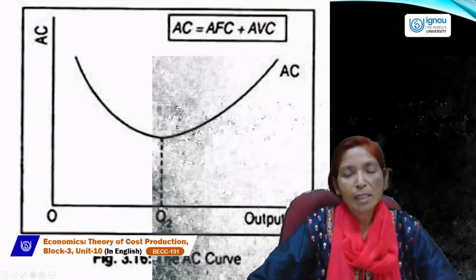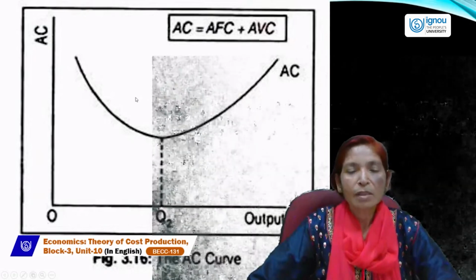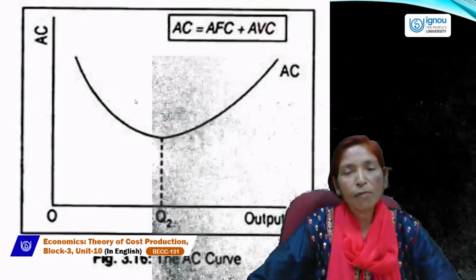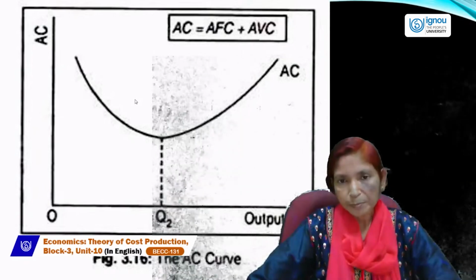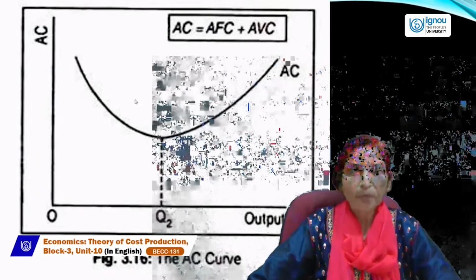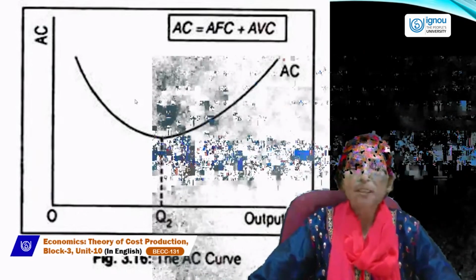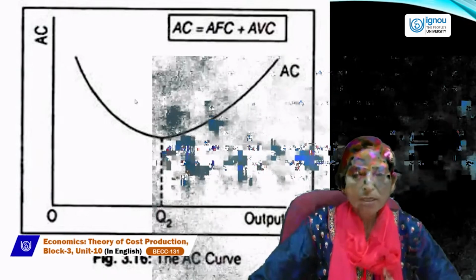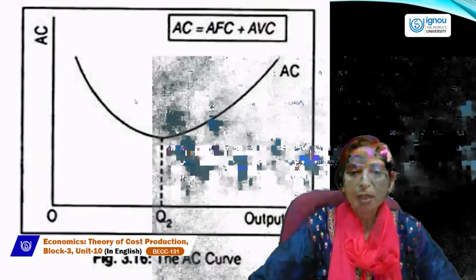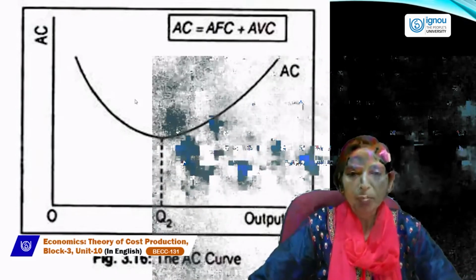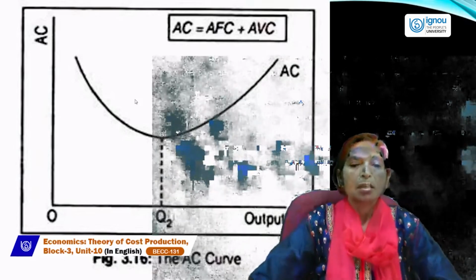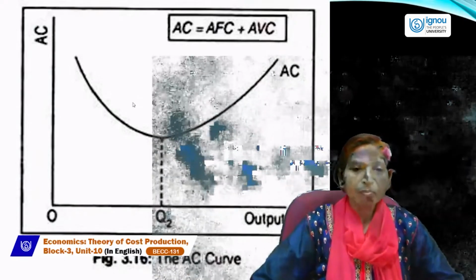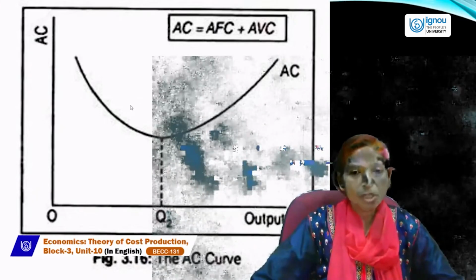That's why we can say that the cost curve is generally a U-shaped curve due to the applicability of the law of variable proportion. And AC is also the summation of AFC and AVC. That's why its shape is always a U-shaped curve. The two reasons behind this U-shaped curve are one, the law of variable proportion, and other, AC is the summation of AFC and AVC. That's why the AC curve is always a U-shaped curve.